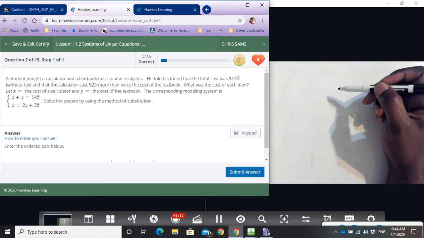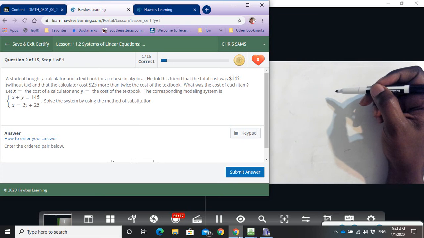So X plus Y equals $145. That was the total cost. So the cost of one plus the cost of the other equals your total. Generally, you will get some equation like that, where you're adding them to get your total. The second equation is an equation in terms of the one that they gave you, the calculator. It said the calculator cost, so X was the cost of the calculator, so calculator cost means calculator equals 25 more, so we're adding 25 more than twice the cost of the textbook. So the cost of the textbook was Y, so 2Y plus 25. So anyway, that's how you come up with those two equations.